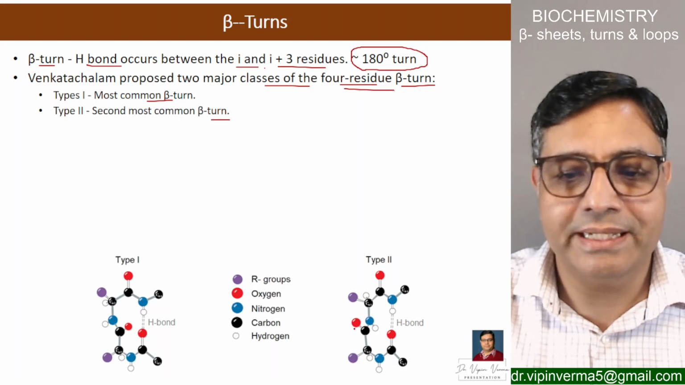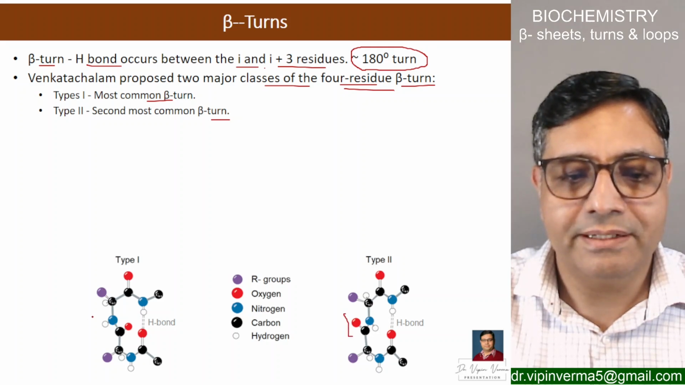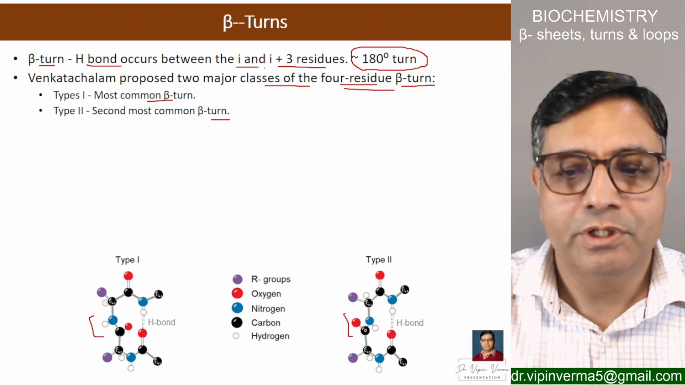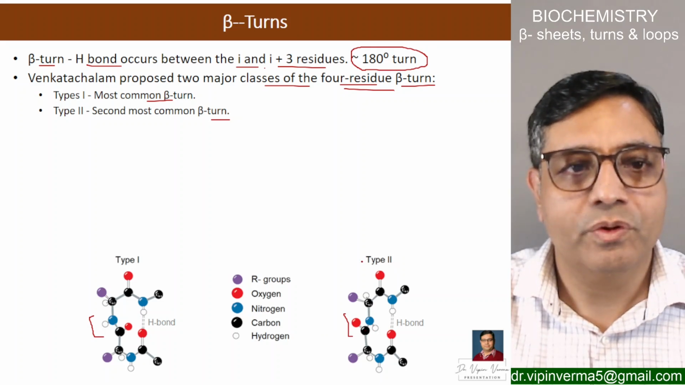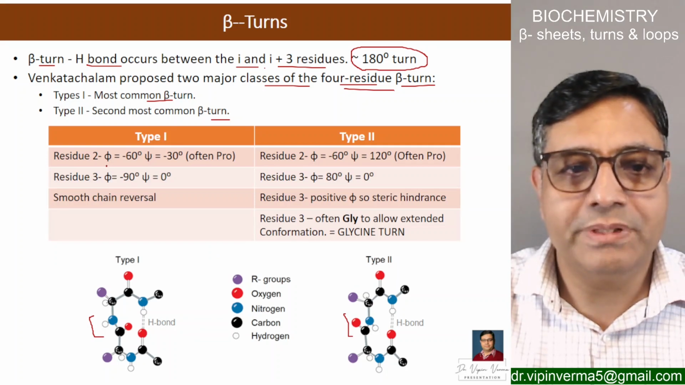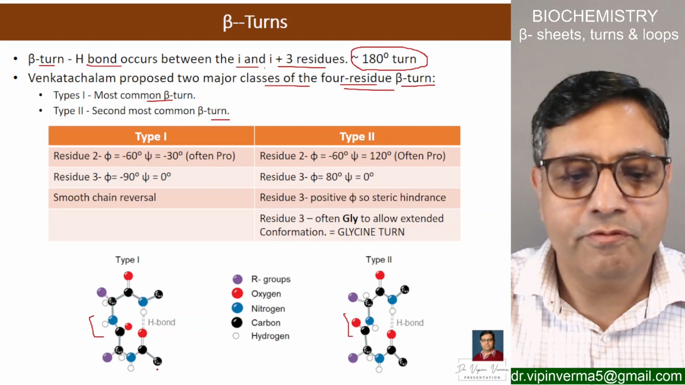So you can see here in this particular thing, check the difference here. There is a different orientation of the molecules. So that is type 2. Now, if we compare type 1 to type 2, then residue number 2, particularly this is 1, this is 2. We are talking about this. This is residue number 2.